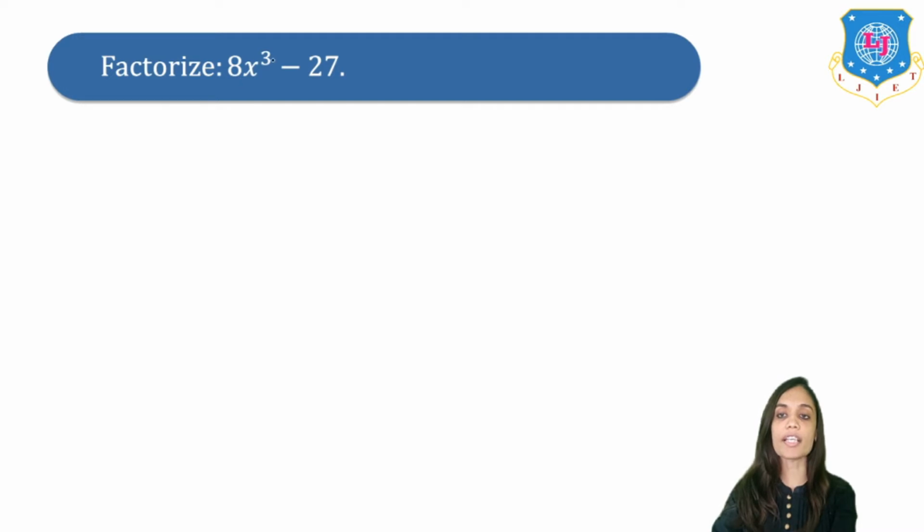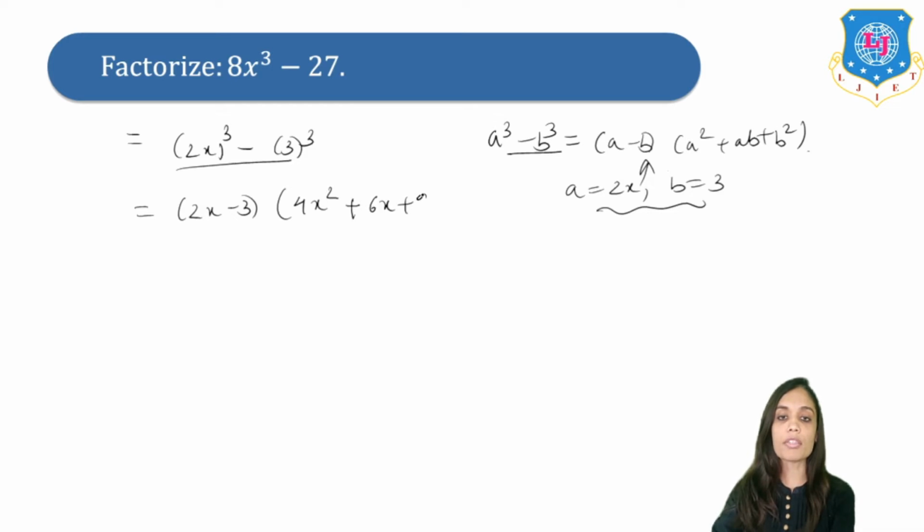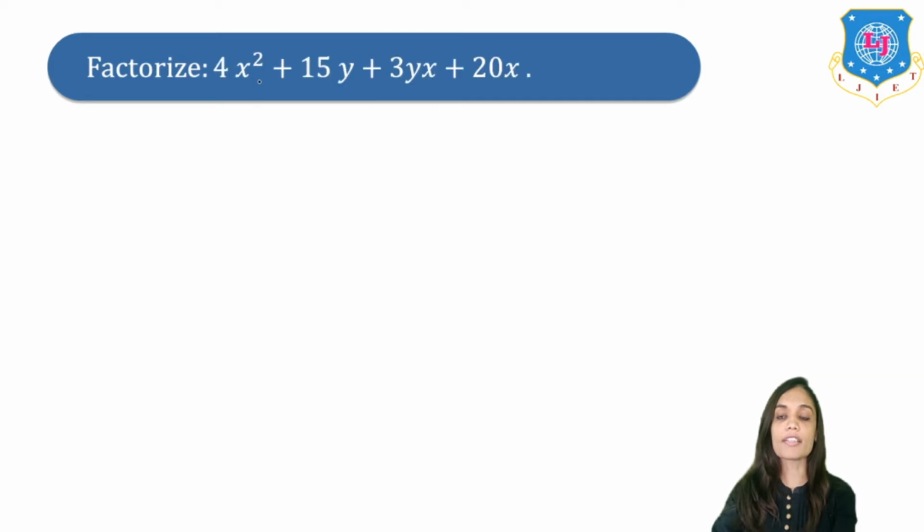We have to factorize 8x cube minus 27. Let us write this as 2x whole cube minus 3 whole cube. Now we have the formula a cube minus b cube equals (a minus b)(a square plus ab plus b square). Compare these two. So our a is what? 2x, and b is 3. Put these two values in this bracket. So we will get our answer as (2x minus 3) into (4x square plus 6x plus 9). Right? So this is our final answer. Let us move on to the next example.